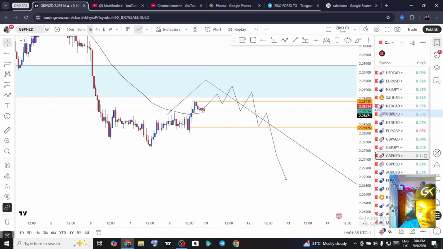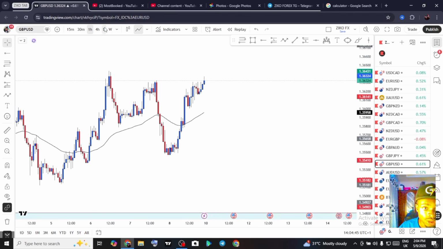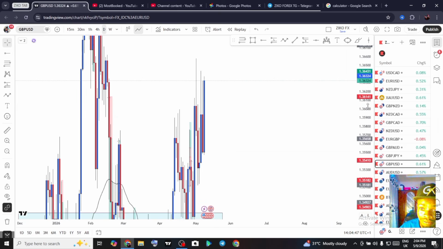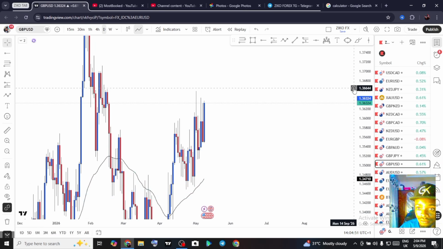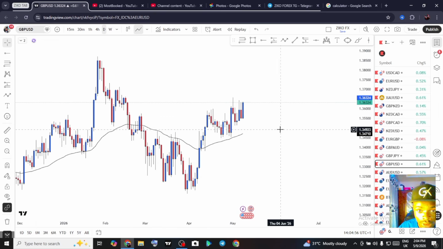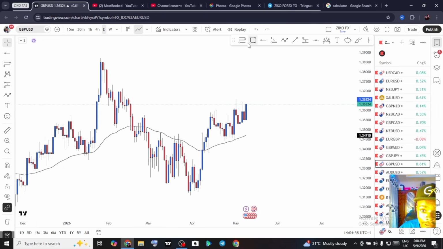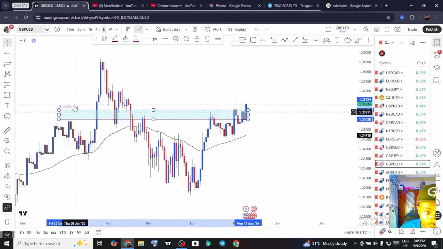GBP NZD, let's just keep it closed for this week. GBPUSD next pair. GBPUSD. Okay, so let us see what we have on this market. Okay, GBPUSD. This market structure is bullish, right? And this is the daily time frame. Daily is bullish, which is good.